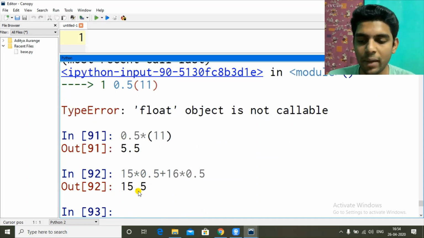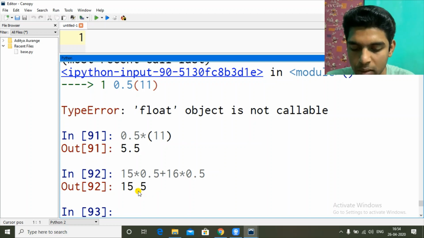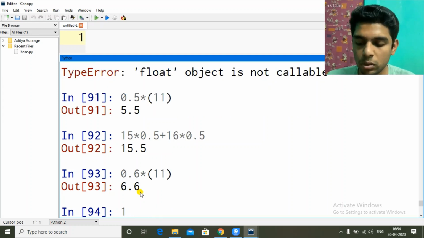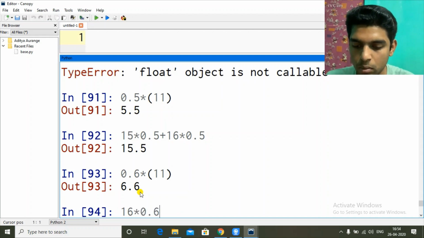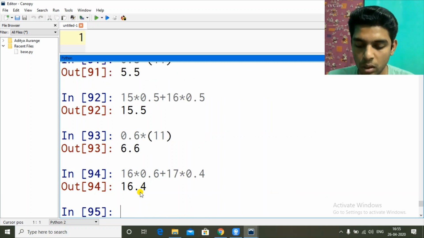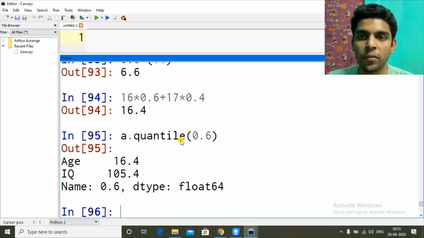We can try it for all the values. Let's say I want to find the quantile at 0.6. We found it in the above expression. So let's do it for that. So quantile into n plus 1, which is this. So 6.6 is my value. So 60% of the sixth value. 16 is my sixth value plus 40% of my seventh value. If I do this, I get 16.4. Now a dot quantile at 0.6 is 16.4. So I was getting this.